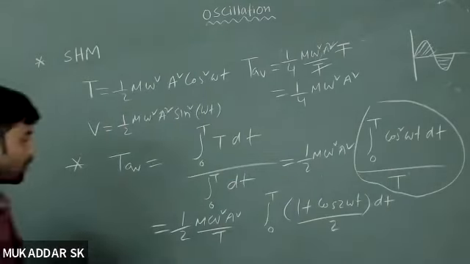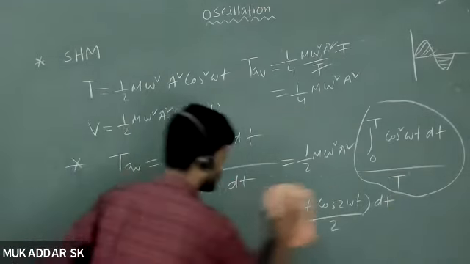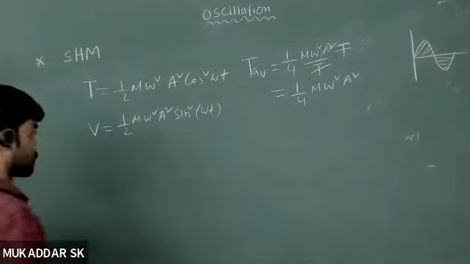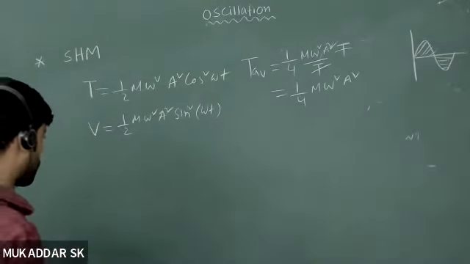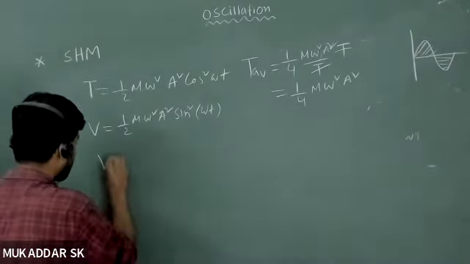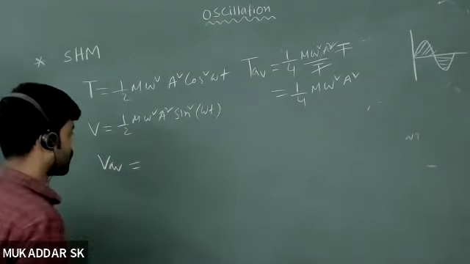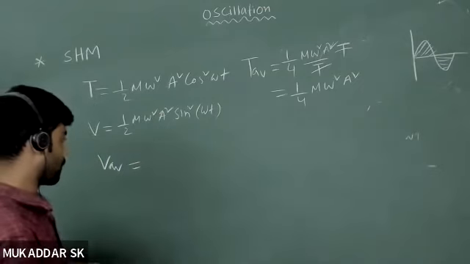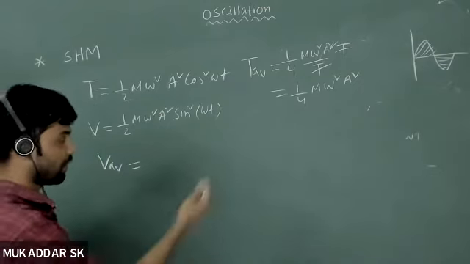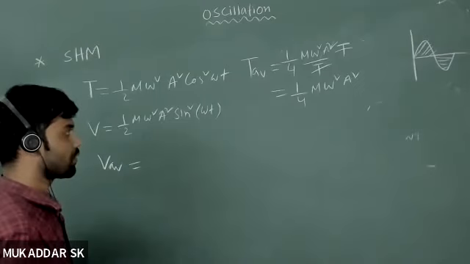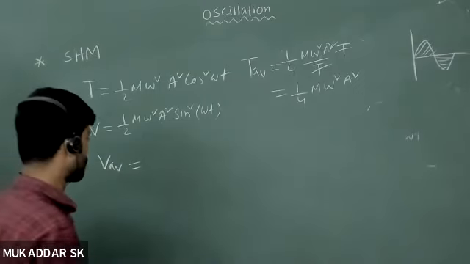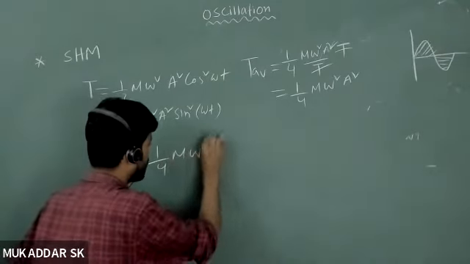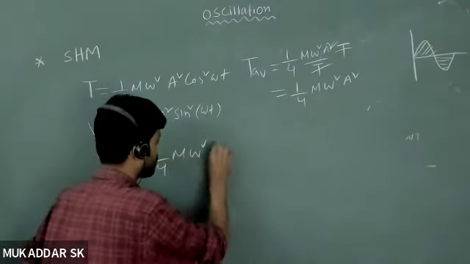Yes, sir. Now what about your potential energy? What about the average value of potential energy? It will be the same, sir. So I am not calculating it, you can calculate it. Because I just told you the average value of sin square theta or cos square theta will be 1 by 2. So that's why you will get 1 by 4 m omega square a square.